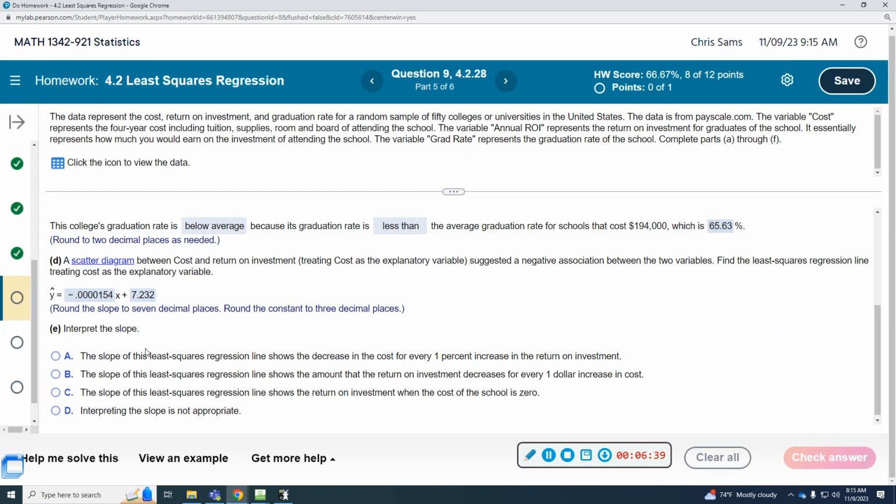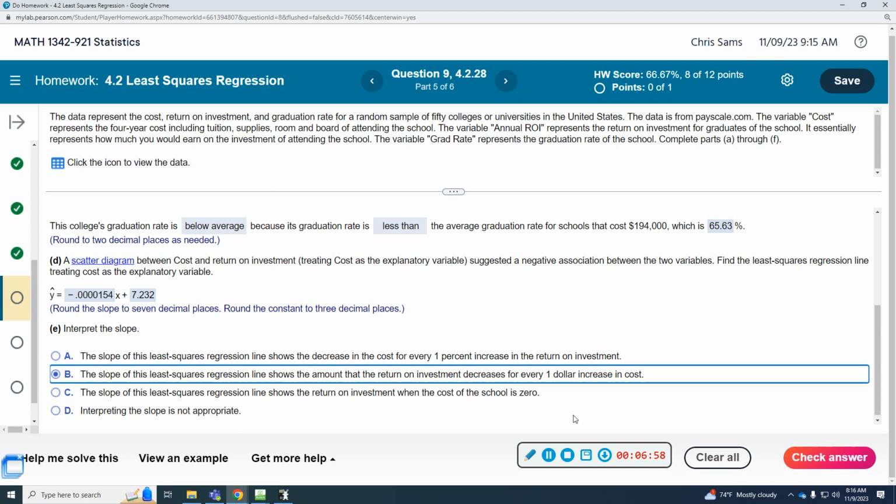All right, so the slope says that every increase in cost is going to go down on the rate of return by about this much. Decrease for every 1%, nope. Shows the amount of return on investment decreases for every $1, yep. Shows it decreases.